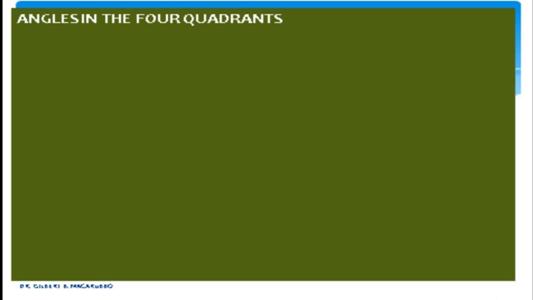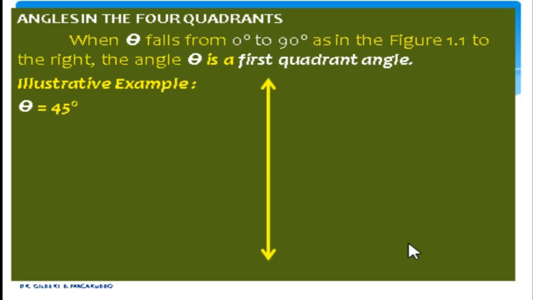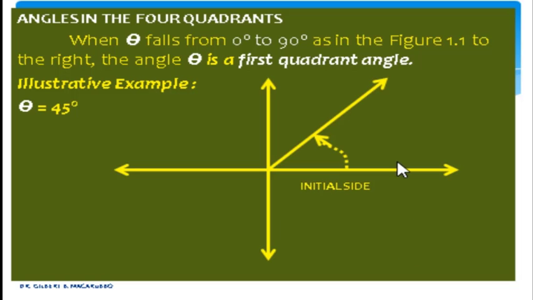Angles in the four quadrants. When theta falls from 0 degrees to 90 degrees, as in figure 1.1 to the right, the angle theta is a first quadrant angle. For instance, we have theta equal to 45 degrees. As you can see, the terminal side falls in the first quadrant. Therefore, angle theta is a first quadrant angle.